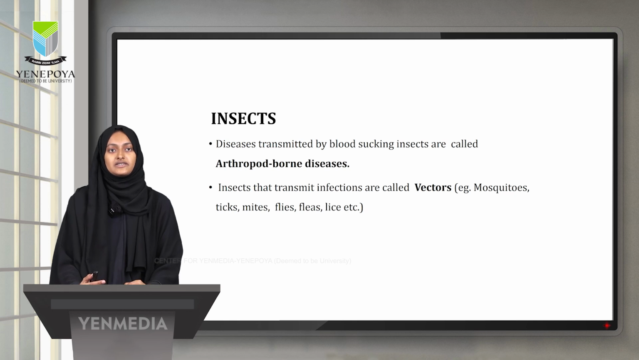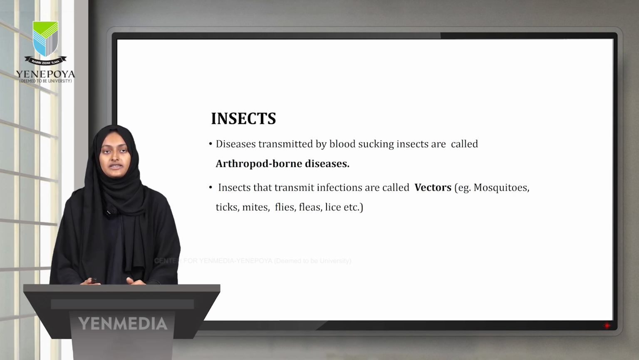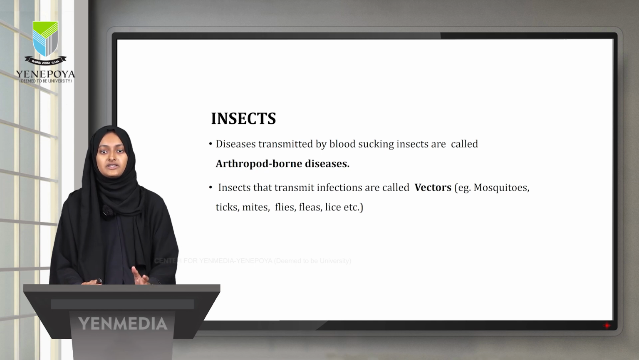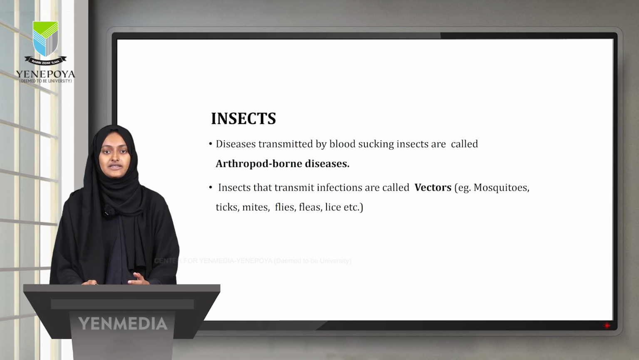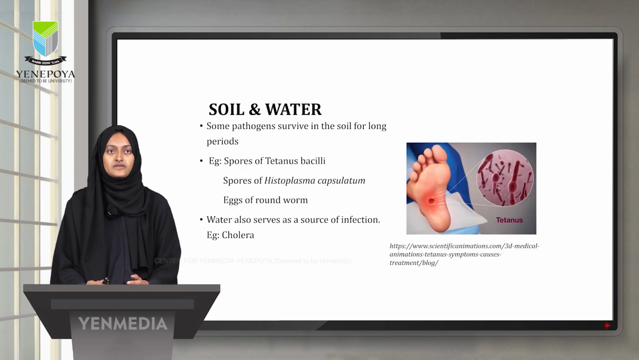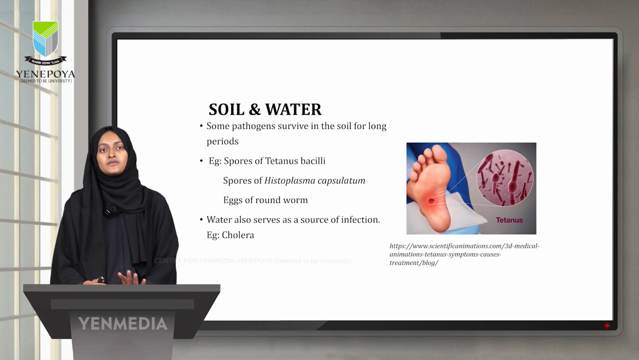Insects. Diseases transmitted by the blood-sucking insects are called as arthropod-borne diseases, and the insects which transmit these infections are called as vectors. So we have the examples like mosquitoes, ticks, mites, flies, fleas, etc. The next source is soil and water. So most pathogens, they survive in the soil for a very long period of time.